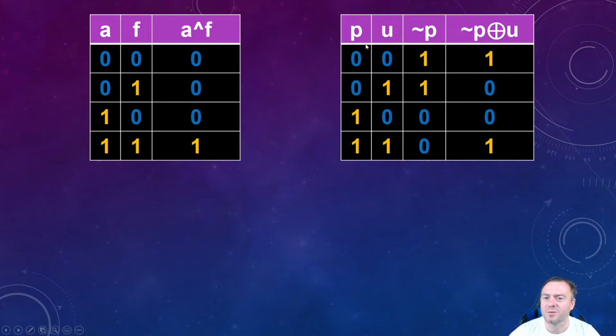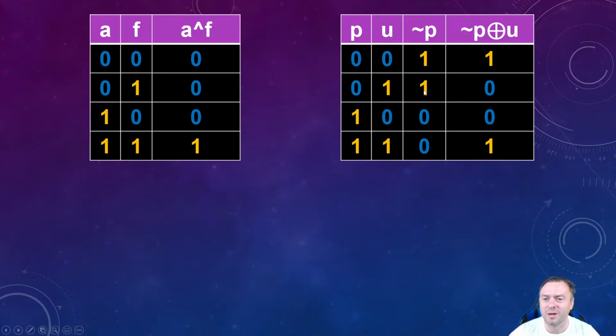The next one, so we've got P and U, so 0, 0, 0, 1, 1, 0, 1, 1. Not P, we invert all the symbols in here. So the zeros become 1s, so this then goes 1, 1, 0, 0 because of these. And then we do not P exclusive or U. So the unique case we're looking for is as long as there's just one out of the 2 inputs, it becomes a 1. If there's anything else, it's a 0.